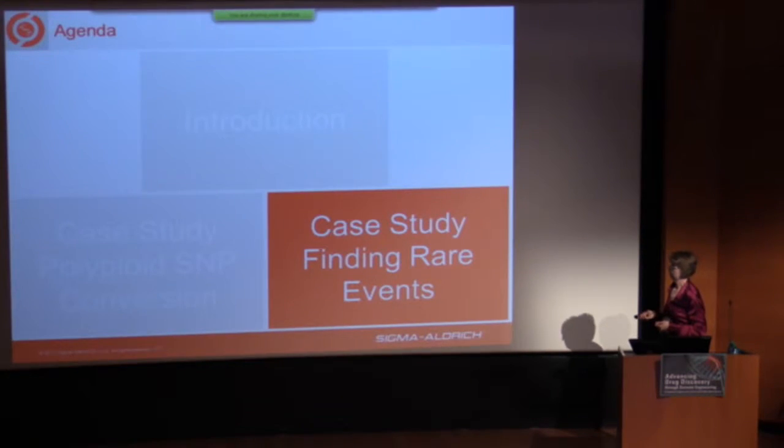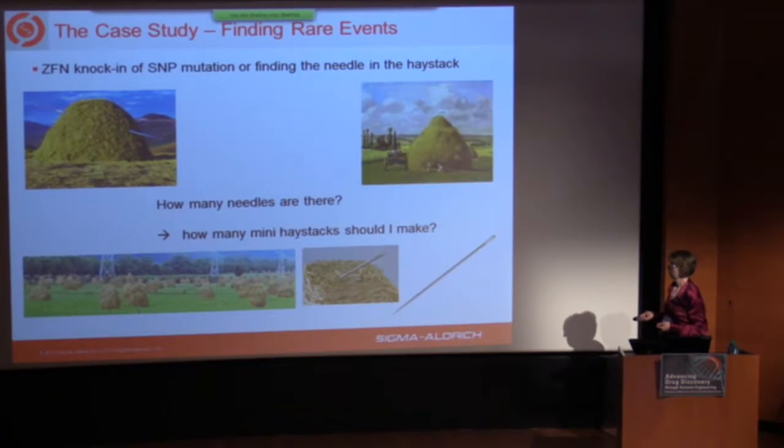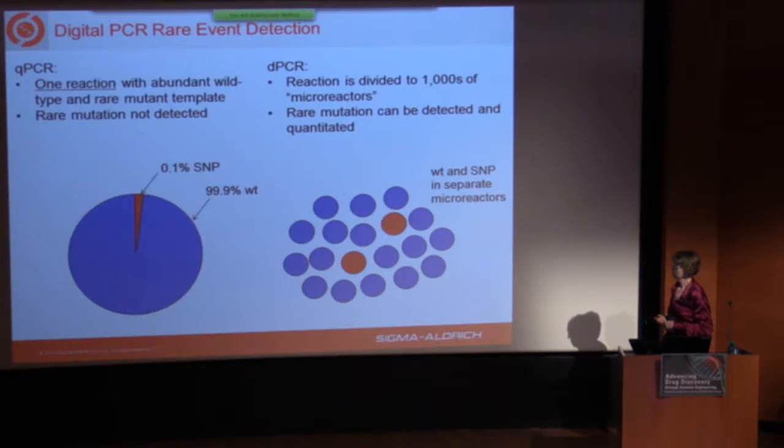In the second case study, we were looking for something which I really consider to be a rare find. I sort of liken finding modified cells to finding a needle in a haystack. And many times we're asked, how many cells do you need to screen to find the modification that you're looking for? Or if I decide to use a small pool strategy, how many mini haystacks should I make in order to find what I'm looking for? So we've recently started using digital PCR to answer some of those questions.